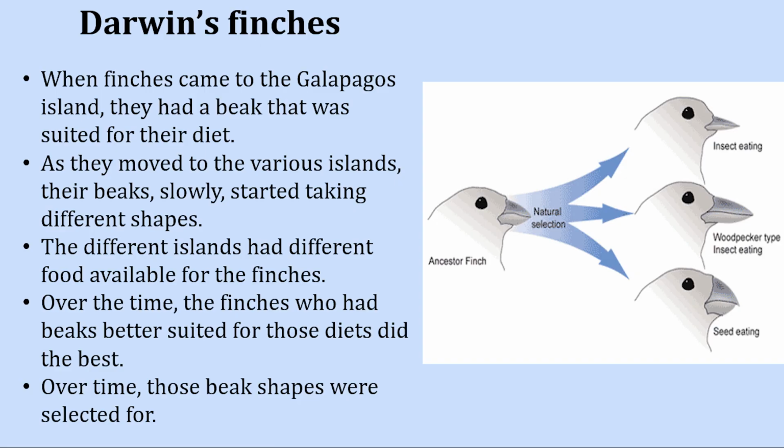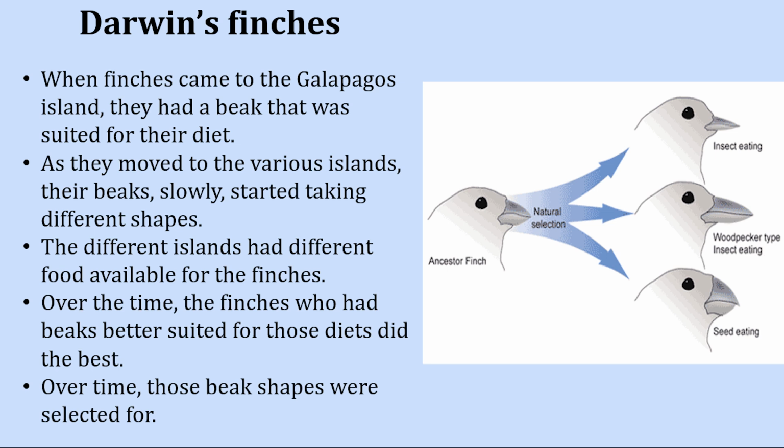You can see up here, this one was the insect eating. At the top there is the insect eating finch. It had a needle-like beak, and it was very good at stabbing these insects and picking them up off the ground. That one in the middle had a woodpecker-like beak. It was very good at getting into the tree and finding the insects that were living there. And then at the bottom, those were very big beaks, and they were good at cracking those seeds and cracking the nuts.